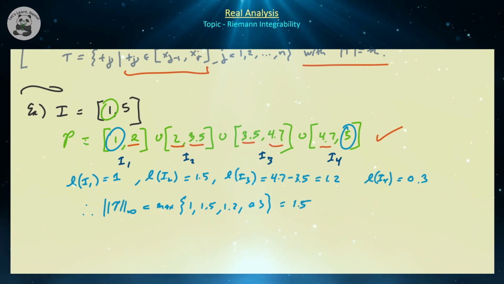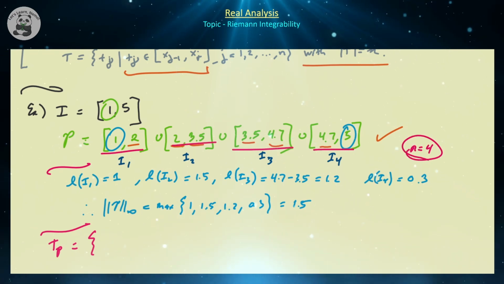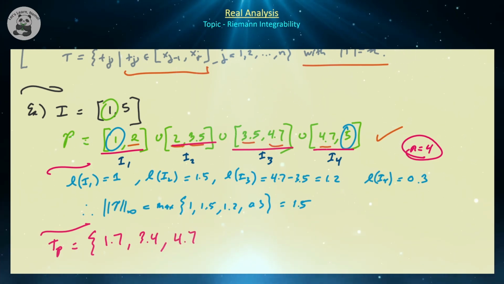And then from here, we can build our tag partition. So the tag partition, and keep in mind, if a partition is not unique, technically a tag partition is not unique either. You can choose any points that are in each of these intervals. Keep in mind, since we have n is equal to 4 intervals, we need 4 tags that are distinct from each other. So pick a point between 1 and 2, and you can choose the boundaries if you want. So we can choose, for example, 1.7. Choose a number between 2 and 3.5. We can choose 3.4. Choose a number between 3.5 and 4.7. Let's choose 4.7. Let's choose the boundary point.